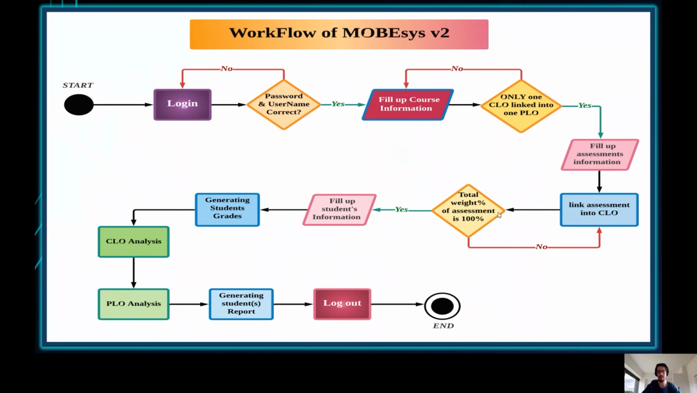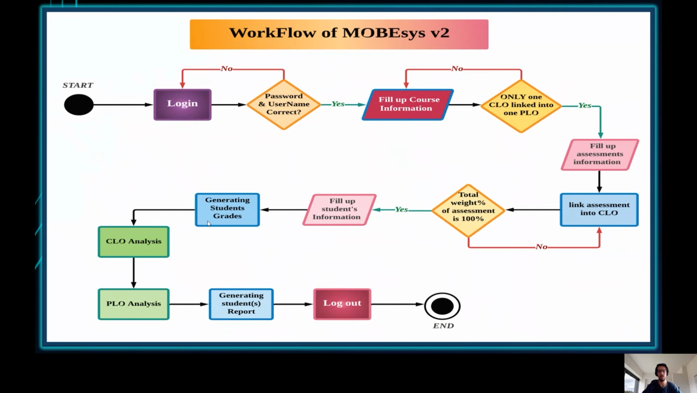Here again, the system will make sure that the total assessment is 100%. If not, the system will not allow you to go to the next page. And if it is, then the user will go on to fill in the student information, such as the names, how many students there are, semester numbers, and more. After the lecturer fills in the student information and the assessment information, all the rest is the system's part.